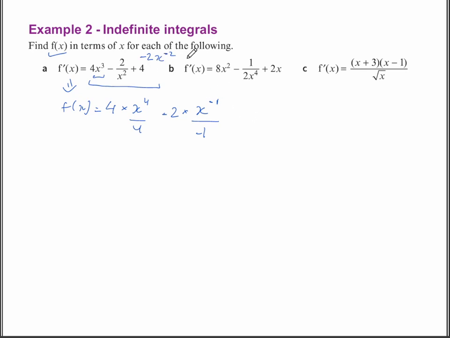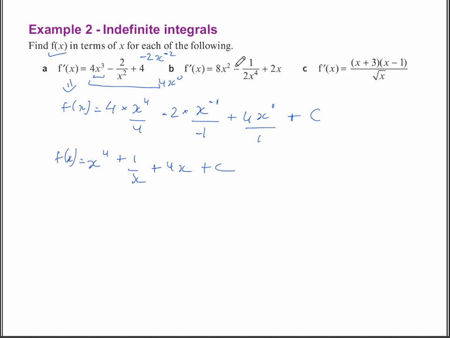Then the 4, remember 4 is just 4x power 0. So we will write our 4x power 1 over 1, because 0 plus 1 is 1. Then obviously we have our plus c, which we have whenever we integrate anything indefinitely. So this will just become x power 4 plus 1 over x plus 4x plus c. And that is going to be our function f of x.